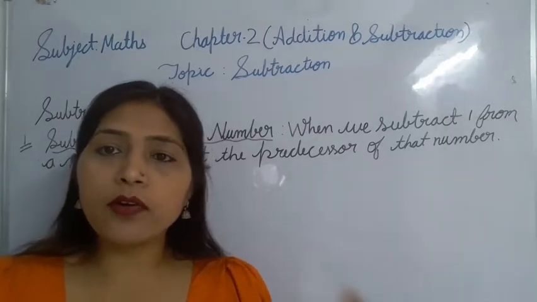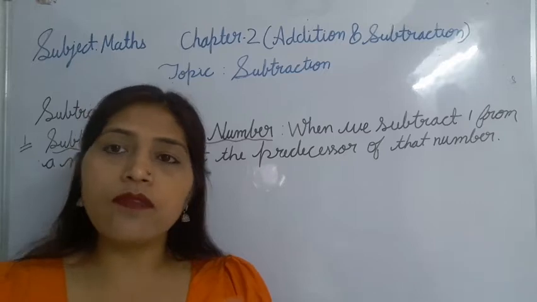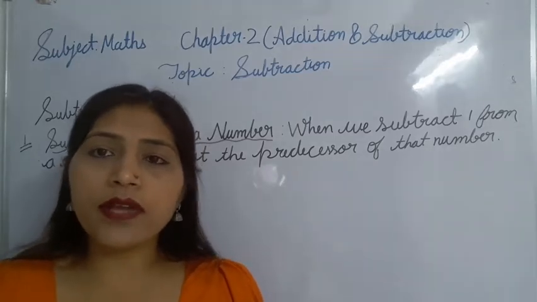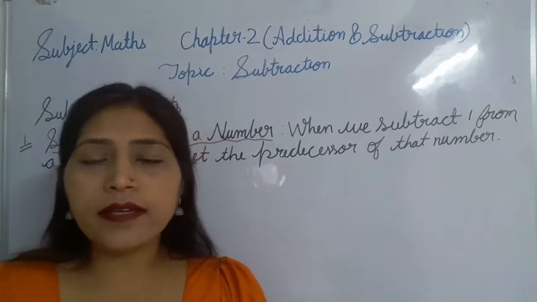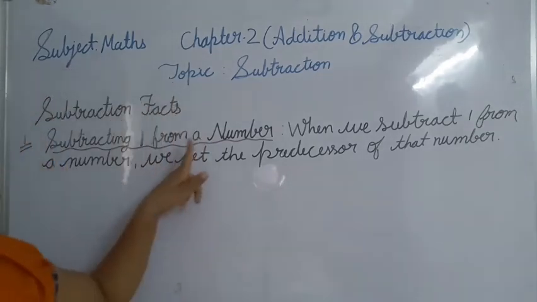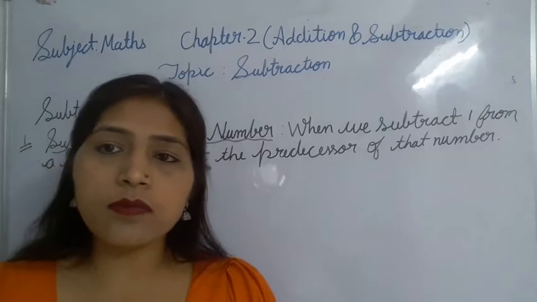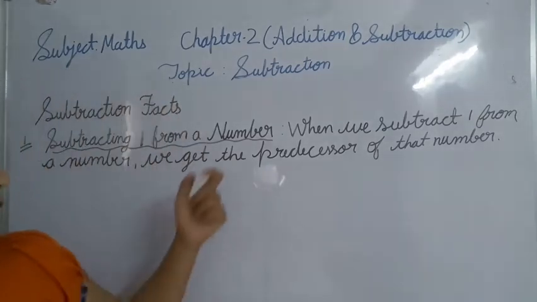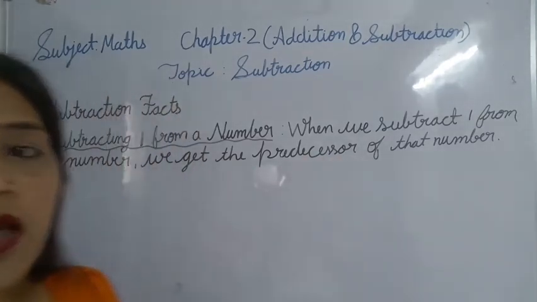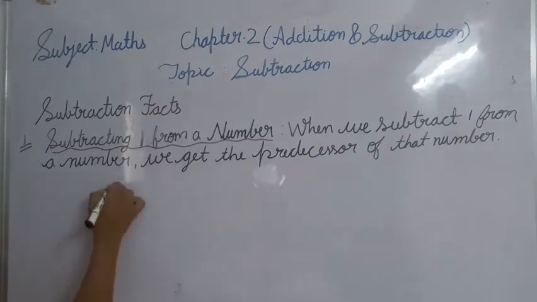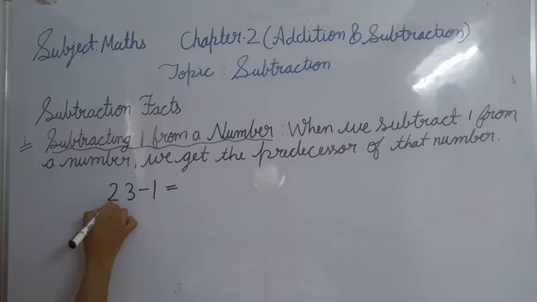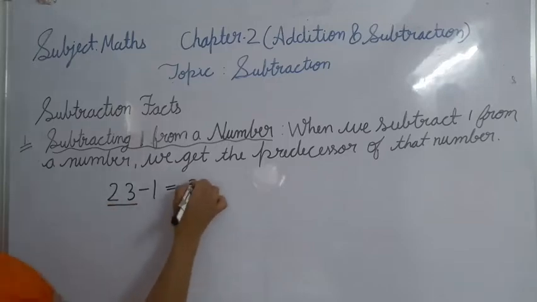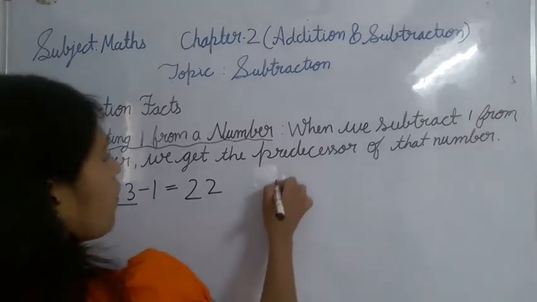If I am talking about 2, what is the predecessor of 2? 1. What is the predecessor of 10? 9. What is the predecessor of 100? 99. So when we subtract 1 from any number, you will get the just before number, or you can say you will get the predecessor of that number. Let's take an example. 23 minus 1. So what is the predecessor of 23? 22. Okay, let's take a bigger number.